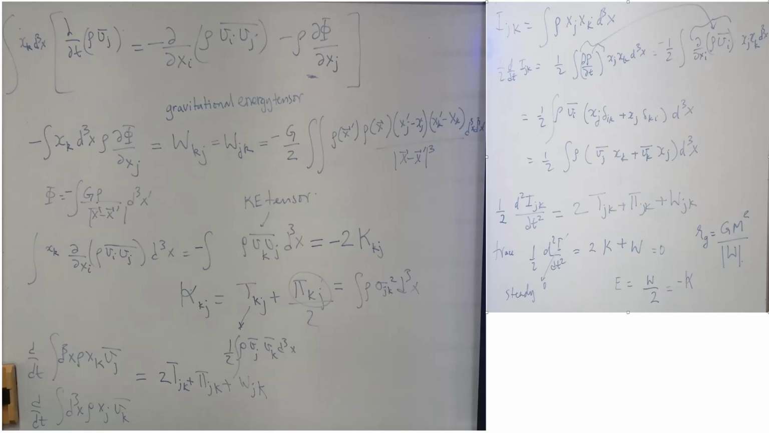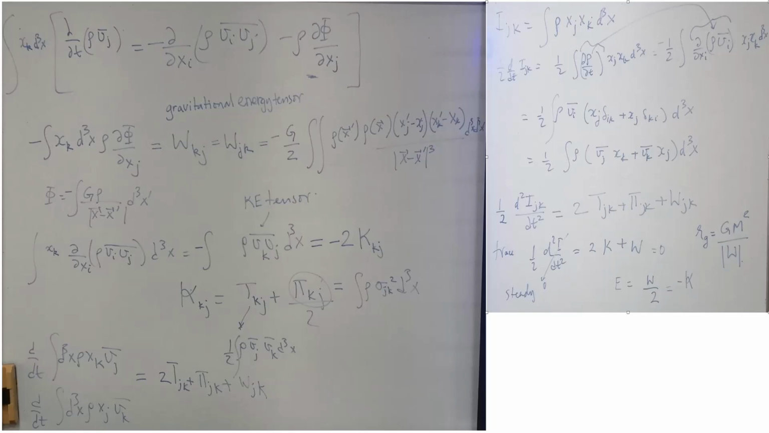What about this term? So we have xk times the derivative of xi of rho vi bar vj bar d3x.